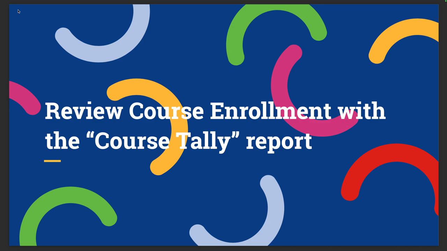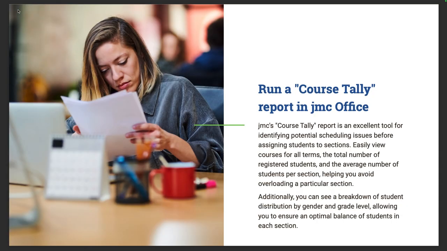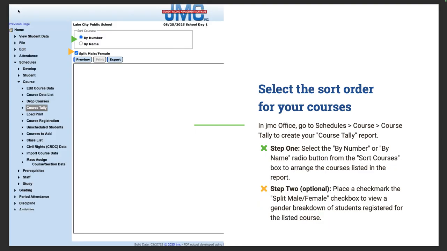You can review course enrollment with the course tally report. Amy, would you like to talk about the course tally report? Sure. JMC's Course Tally Report is an excellent tool for identifying potential scheduling issues before assigning students to sections. Easily view courses for all terms, the total number of registered students, and the average number of students per section, helping you avoid overloading a particular section. Additionally, you can see a breakdown of student distribution by gender and by grade level, allowing you to ensure an optimal balance of students in each section.